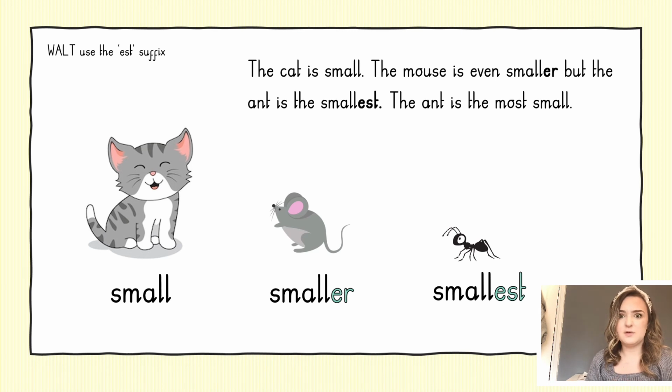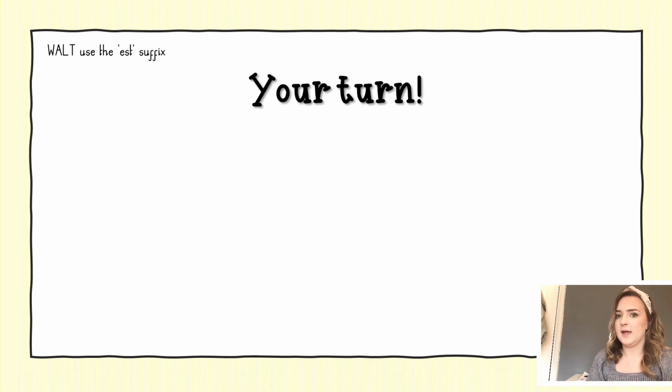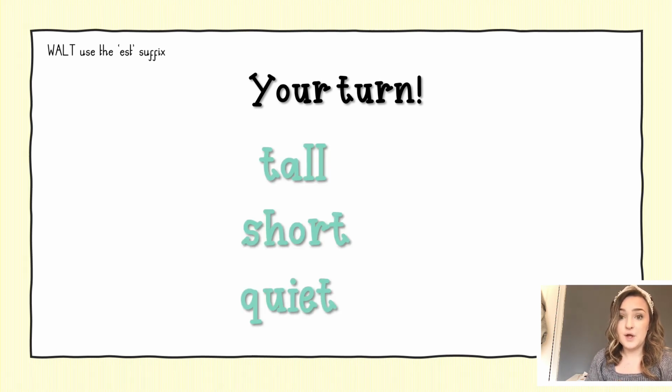Right, now it's your turn for some examples on your screen. Okay, so we've got our words. We've got the word tall, we've got the word short, and we've got the word quiet again. So if we've got the word tall and we add -est to the end, what do we get? We get tallest. Well done.